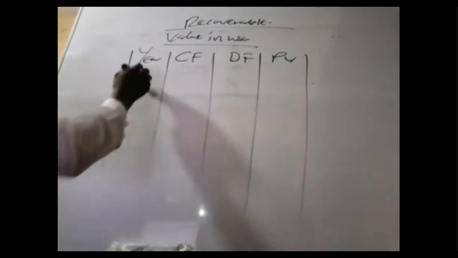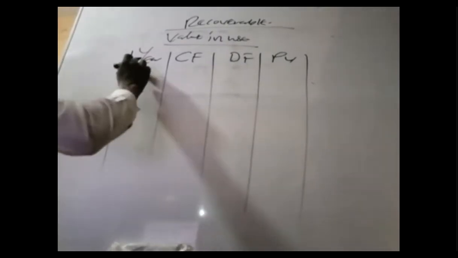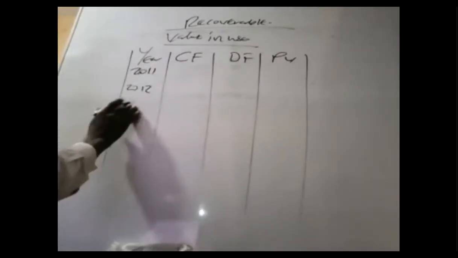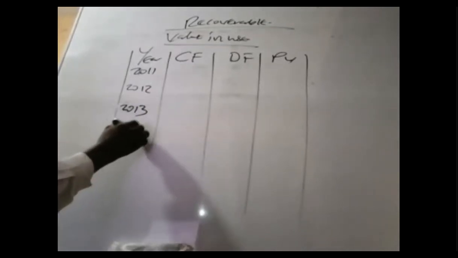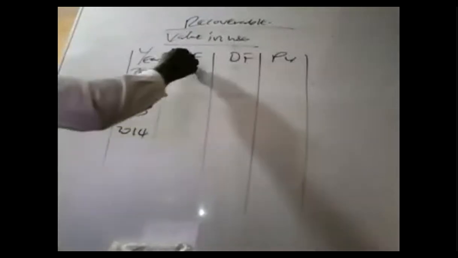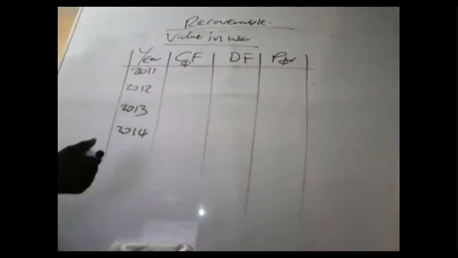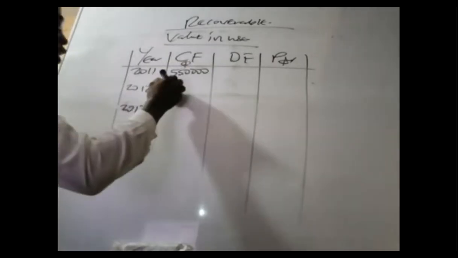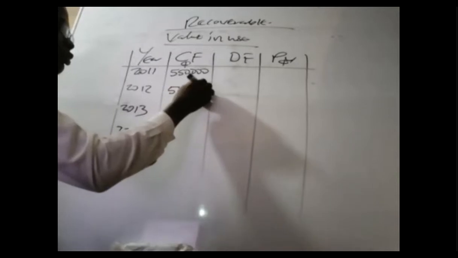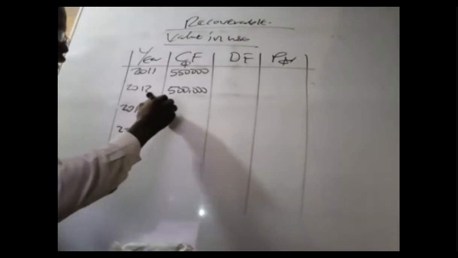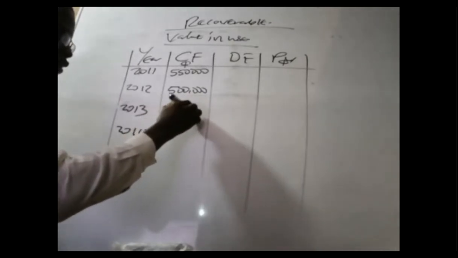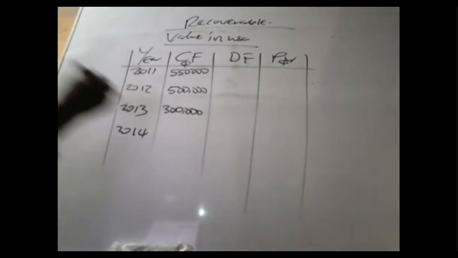Now they give us 2011. Year one can be 2011, then 2012, 2013, and 2014. The cash flows are in Ghanaian cedis. So first year we have 550,000. Second year we have 500,000. And then we have 300,000, 300,000, and 700,000.